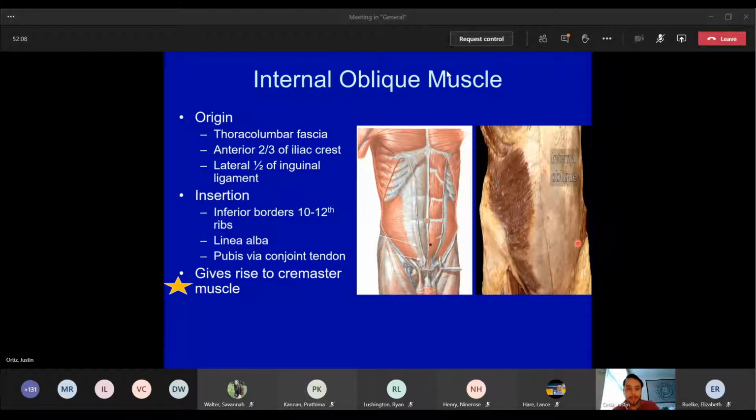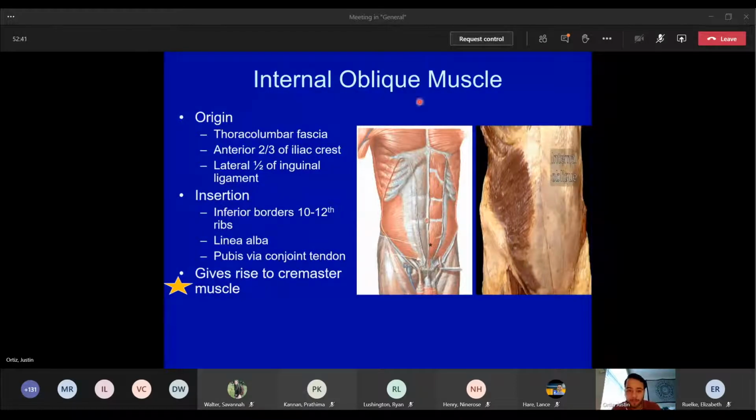Internal oblique, so basically that's going to be from the thoracolumbar fascia, anterior two-thirds of the iliac crest, and lateral half of the inguinal ligament. It's not going to be as large as the external oblique, and it's not going to rise up as high either. The internal oblique only starts from around ribs 10 to 12, unlike the external oblique, which starts as high up as rib 6. It also attaches to the linea alba, but via the conjoint tendon in the inferior portion.